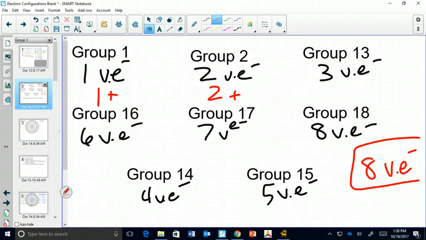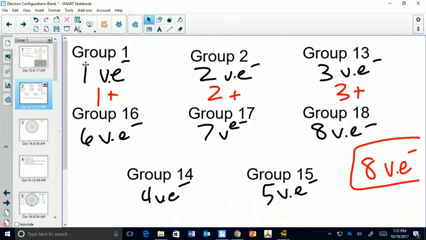It's going to give away 3, so it'll be 3 plus, or positive 3. No, it's going to give away 3. Because again, otherwise it has to accept 5, right? Easier to give away 3 than it is to accept 5. No worries. Okay, let's skip 14 and 15 for a second.